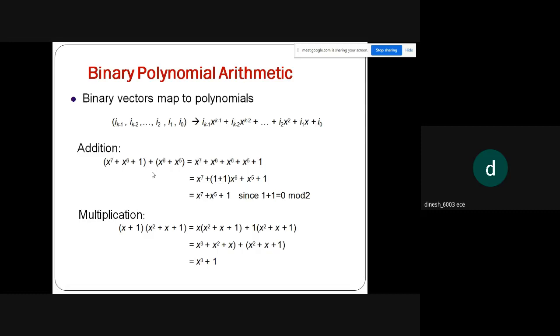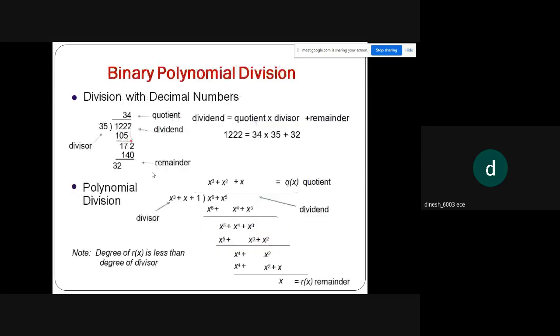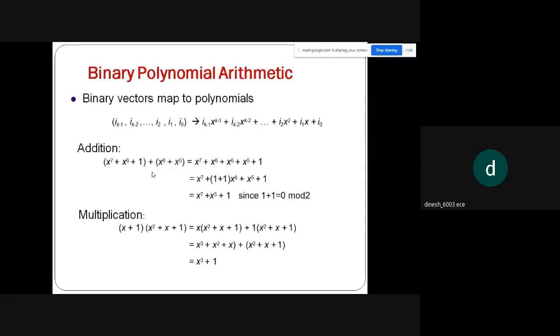This is how we do polynomial addition in information theory. So next, multiplication. Multiplication is x plus 1 into x square plus x plus 1. First, do our normal mathematical multiplication, such that x multiplies with all the terms and 1 multiplies with all the terms. So I separate it and write x into x square plus x plus 1, then 1 into x square plus x plus 1.